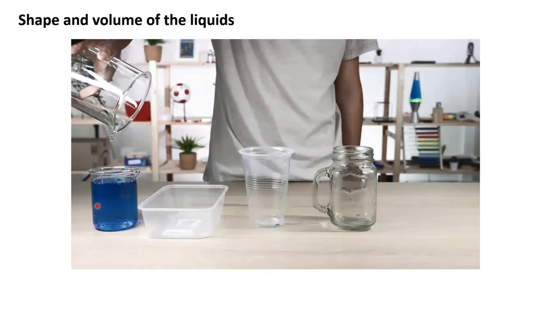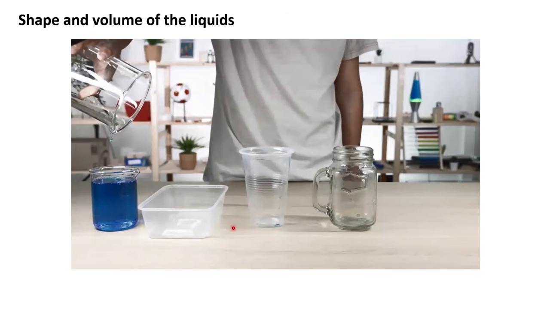When the liquid is in this container, it has one shape, and when it moves to another container, it takes another shape. This means the shape of the liquid has changed. Therefore, we conclude that liquids don't have a definite shape and take the shape of the container they are in.